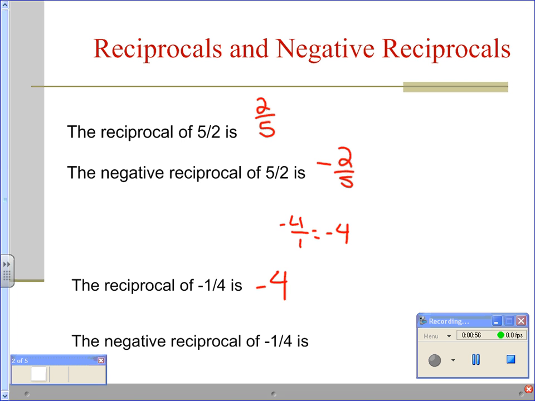Would be a positive. You understand the difference between reciprocal and negative reciprocal? The negative reciprocal of -1/4 is what's here.